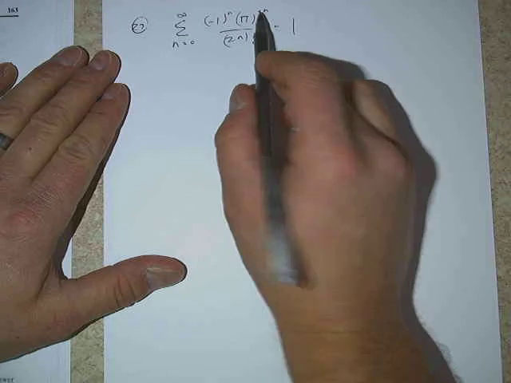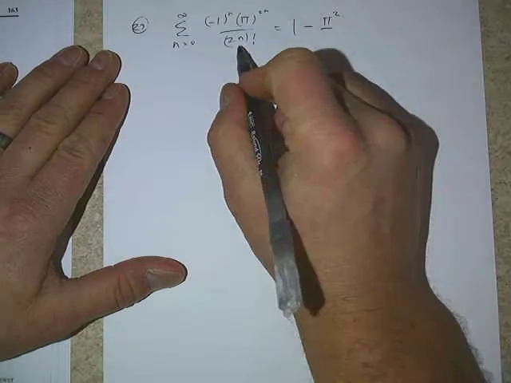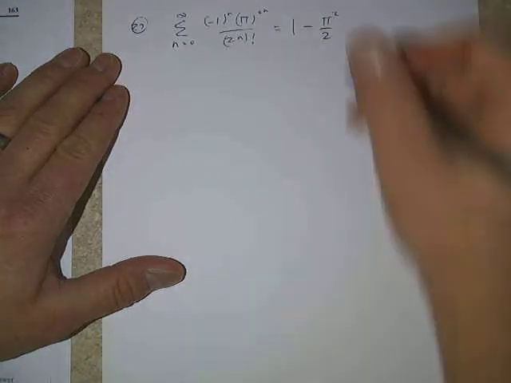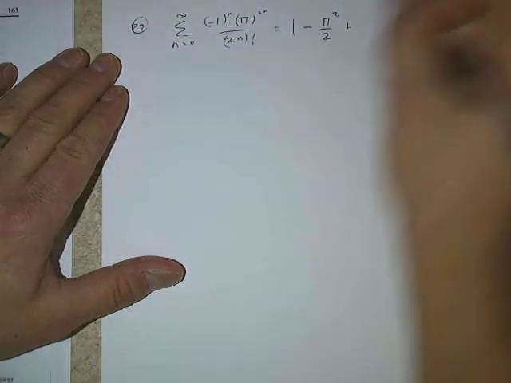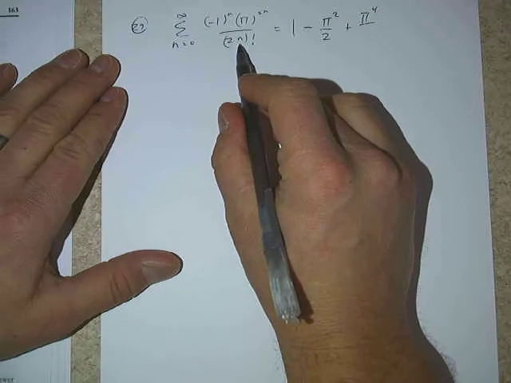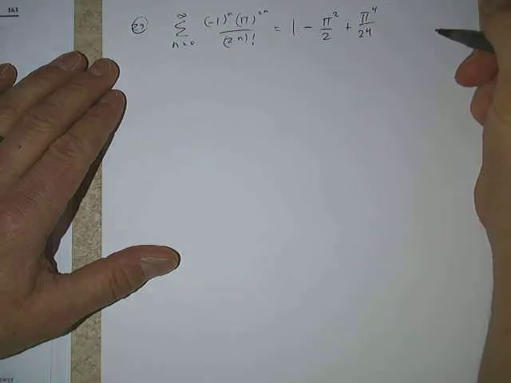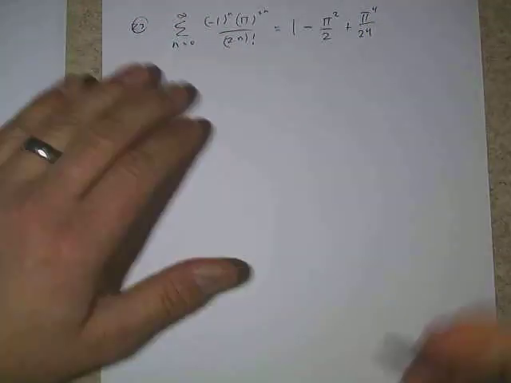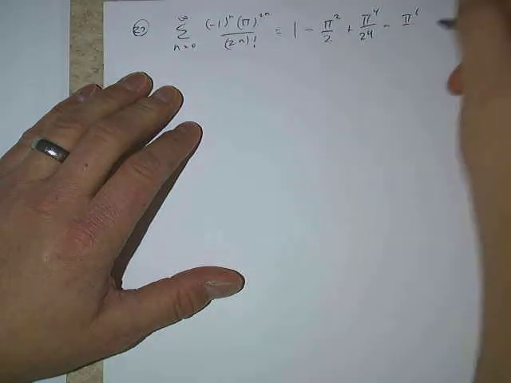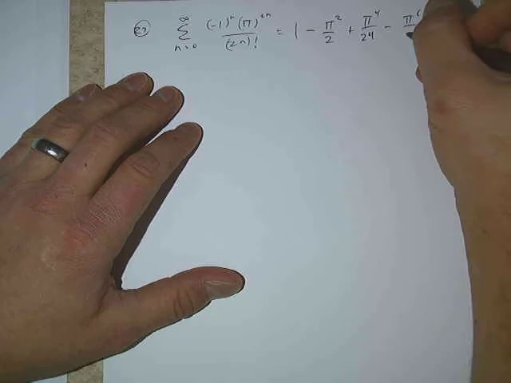We would get pi squared, so it'd be negative pi squared over 2 factorial, which is 2. Then if we put a 2 in there, we'd get plus pi to the 4th over 4 factorial. 4 factorial is, what, 24? And one more we'll do, let's say 3 gives us a negative. 3 in here would be pi to the 6th over 6 factorial, which would be 720.